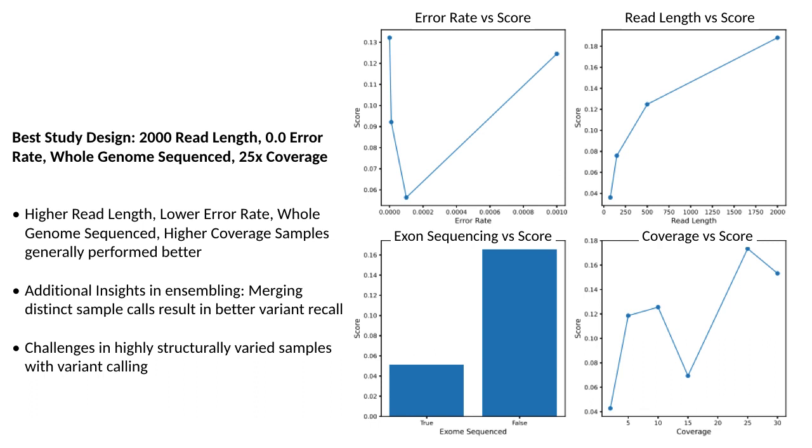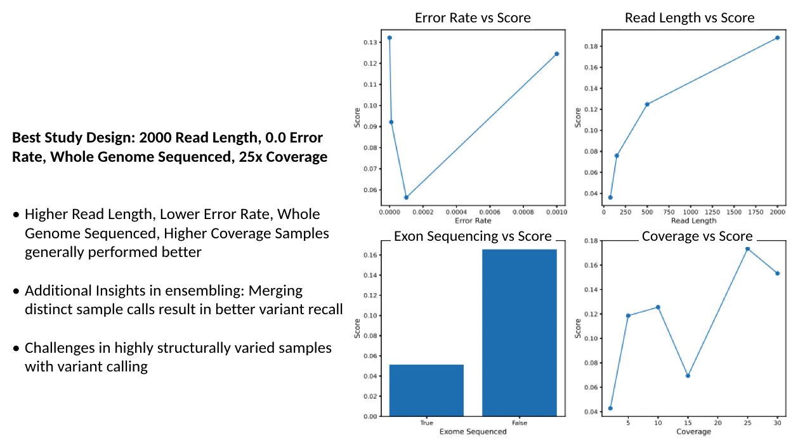What we can see here is that we found an optimal study design for this problem, having 2,000 read length, 0 error rate, with whole genome sequencing, and 25 depth coverage. Generally, we saw that there was a positive correlation between read length and score, as one would expect. We saw that whole genome sequencing recovered more variants than whole exome sequencing, and we saw differing effects with error rate and coverage, though there were some general trends with better coverage having better score and lower error rate having better score.